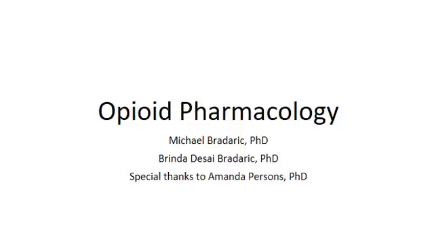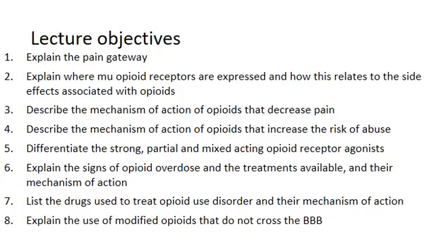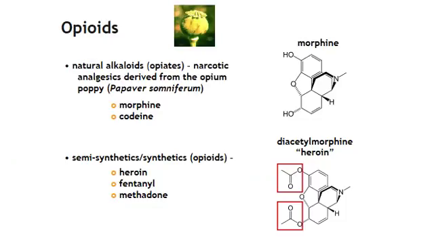So in today's lecture, we're going to look at a little bit more advanced topics in opioid pharmacology. Here are your learning objectives. Realize that opioid drugs can be divided into three classes, which are the natural alkaloids, morphine and codeine, as well as the semi-synthetic compounds, heroin, and the synthetic drugs, fentanyl and methadone.